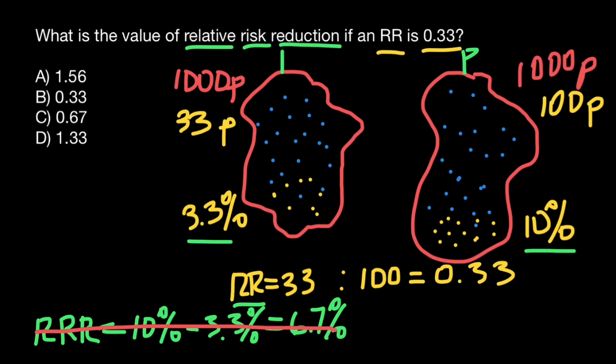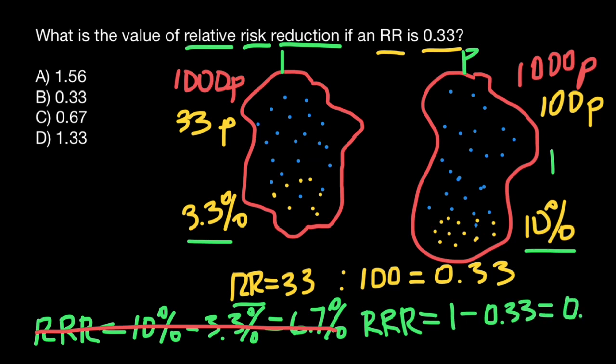Actually, what you have to think about is that this control group is considered to be 100% or 1. In statistics, we usually work on the scale between 0 and 1. So actually, relative risk reduction is calculated as follows: 1 or 100% minus 0.33, and we are going to get 0.67, or 67% reduction in our intervention group in comparison with our control group.